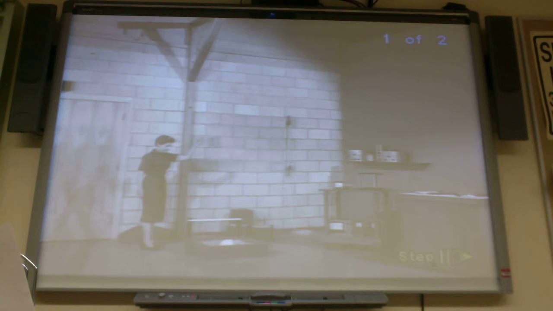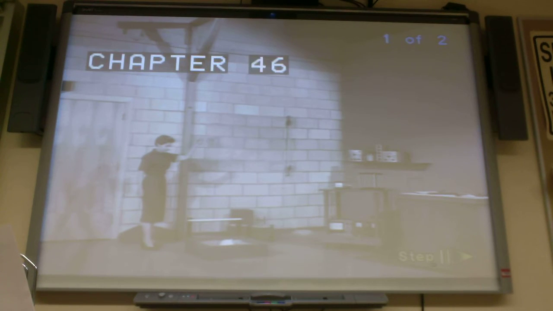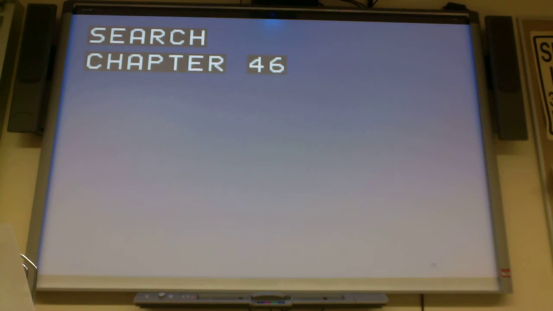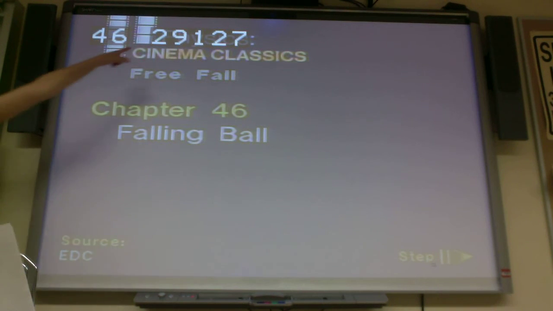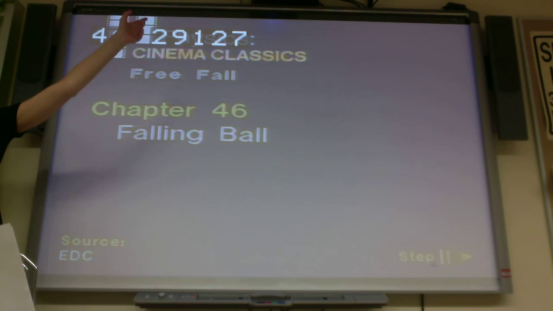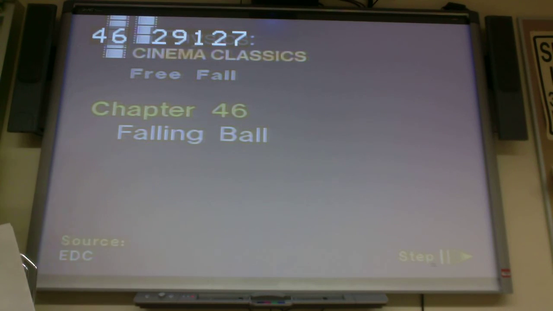Okay, so we're going to do it again. So that's what happened, the bowling ball fell. So now we're going to slow it down and do it frame by frame. So we want to go back to... Bear with me. So what we have up here is the frame numbers. This is the chapter number, and then this is what we're going to look at for the frame numbers to see how many frames it increases by while the ball is falling.